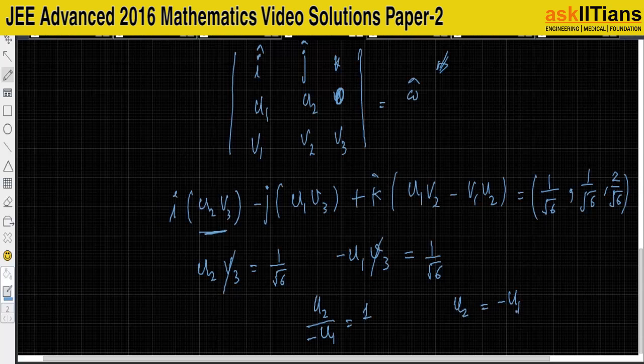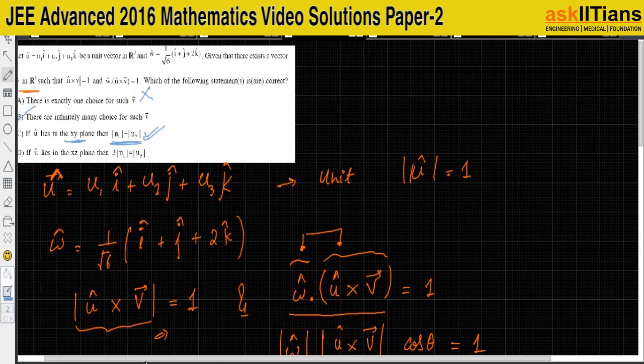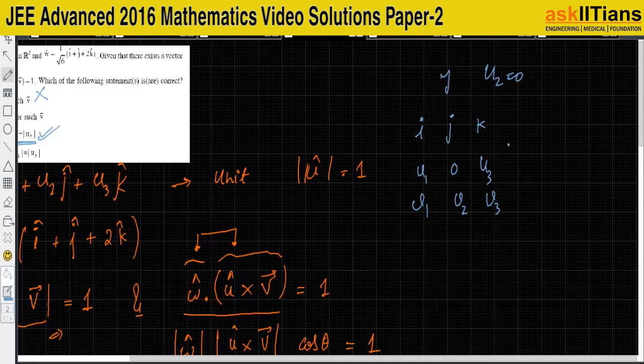But if I take mod of both of them, then the mods will be equal, right? This is mod u1 only. So option C is correct. Mod of u1 will be equal to mod of u2. Similarly, we can check option D also. If u lies on the xz plane, then the y component will be 0. The y component is u2, so u2 will be 0. Again I can do this with i, j, k. Here I will write u1, u2 is 0, u3, v1, v2, v3, and this vector is equal to 1 by root 6, 1 by root 6 and 2 by root 6.